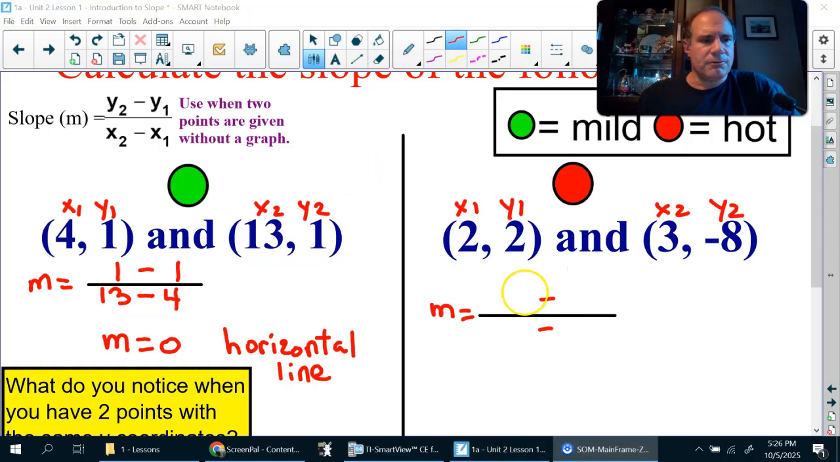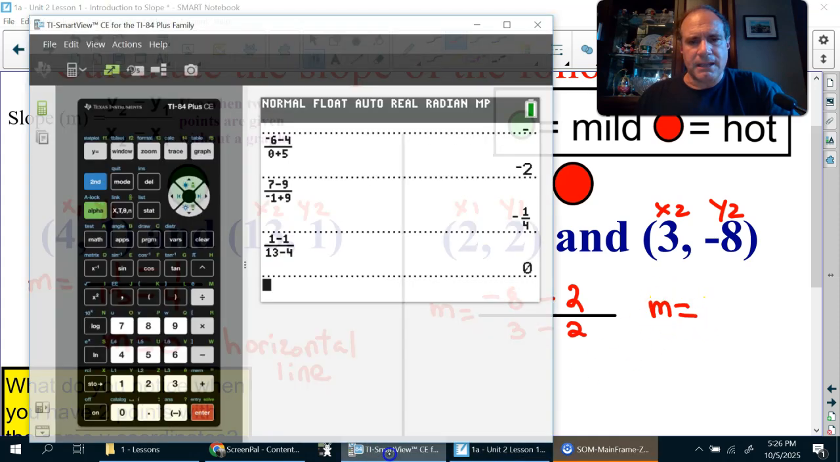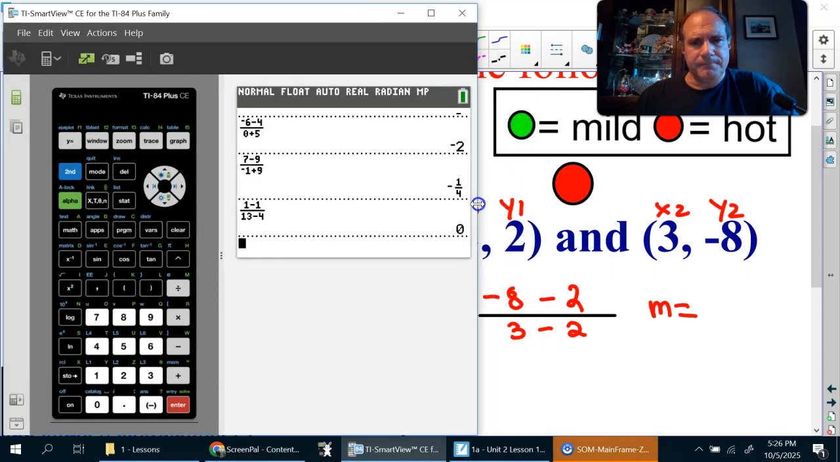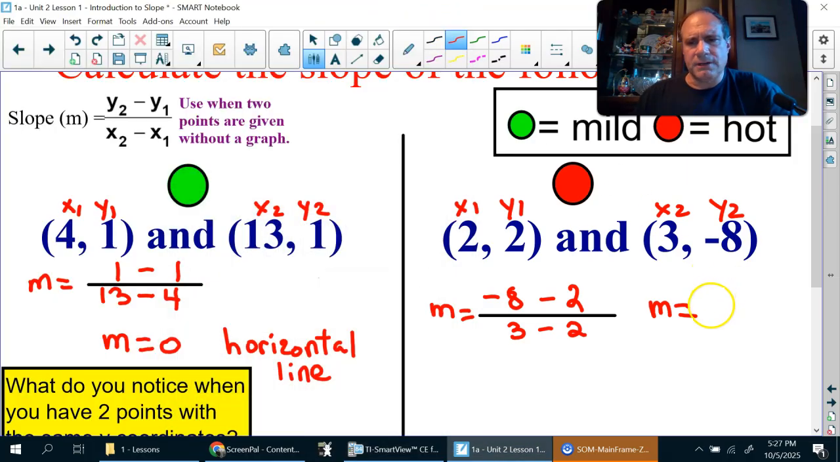All right, so here we go with this one: x1, y1, x2, y2. We set everything up. The formula is y2, which is -8, minus y1, which is 2, over x2 minus x1, which is 2. And we're going to put that directly in the calculator. We're going to use alpha x, and we get -8 minus 2 over 3 minus 2. -10 is your answer.